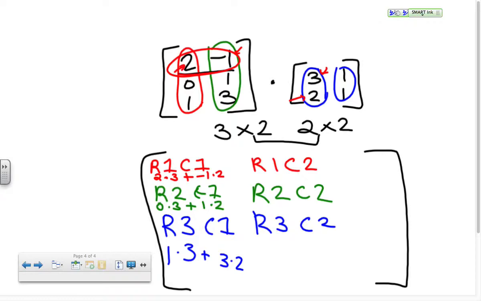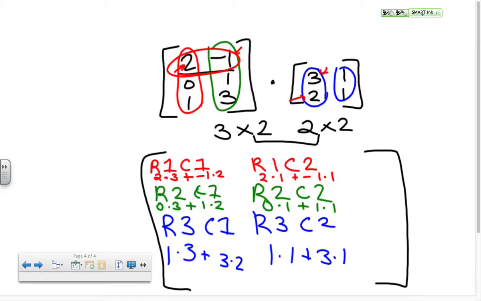Then the next one, we're going to go 2 times 1 plus negative 1 times 1. 0 times 1 plus 1 times 1. And then 1 times 1 plus 3 times 1. All right, so let me talk through this again. I'm going to do some pointing, hopefully. I have to just use a marker.